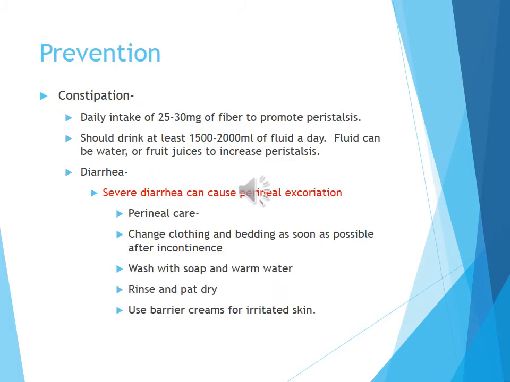For prevention with constipation, you want to have a daily intake of 25 to 30 milligrams of fiber, because you want to promote peristalsis. You should drink at least 1,500 to 2,000 mils of fluid a day, and the fluid can be water, juices, anything to increase peristalsis. With diarrhea, remember that severe diarrhea can cause perineal excoriation.